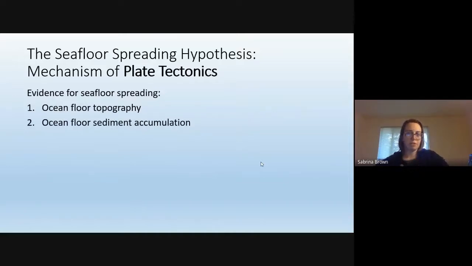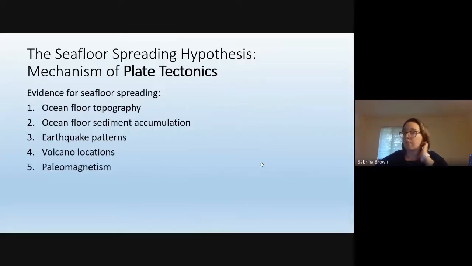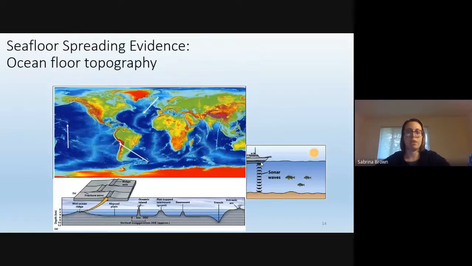So ocean floor topography, what the ocean floor looks like, is evidence for this hypothesis of seafloor spreading. How sediments accumulate on the bottom of the ocean, where earthquakes occur, where volcanoes occur, paleomagnetism, which is magnetic particles in rocks, and then something called polar wandering. So those are the 6 pieces of evidence for seafloor spreading. So let's talk about ocean floor topography.